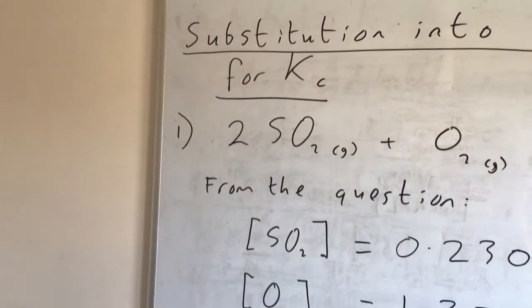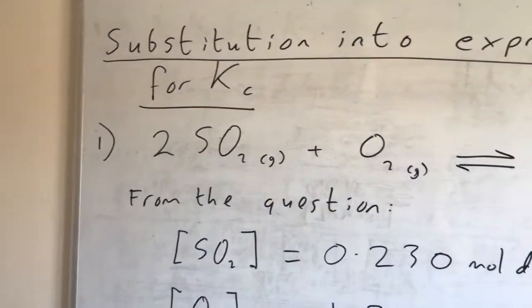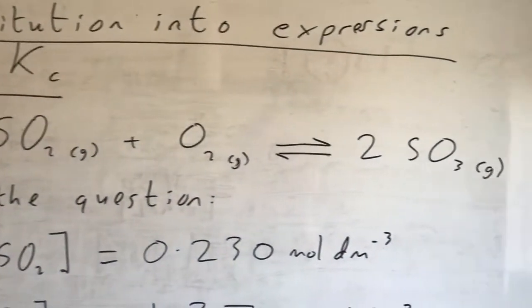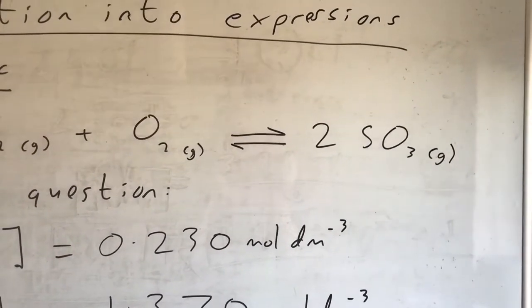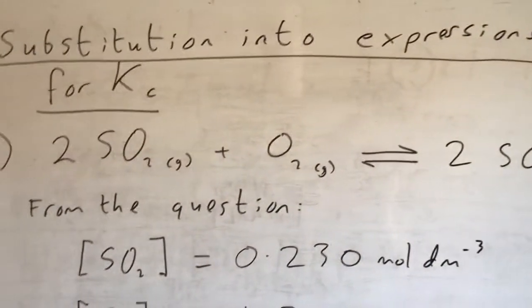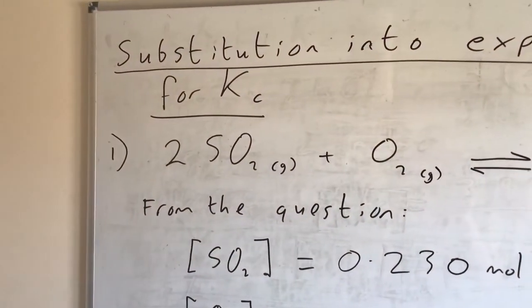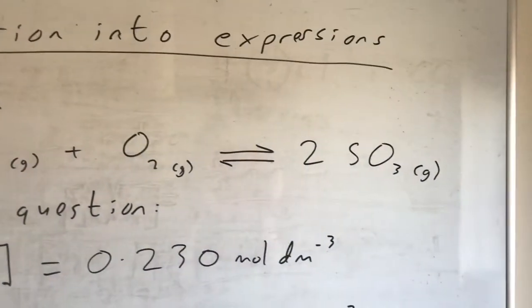Here you can see we're looking at this equilibrium where 2 moles of sulfur dioxide reacts with oxygen to produce sulfur trioxide, and it's a reversible reaction, so it can reach equilibrium if it's left. This reaction is called the contact process, and it is used as part of the multi-steps required to make sulfuric acid.